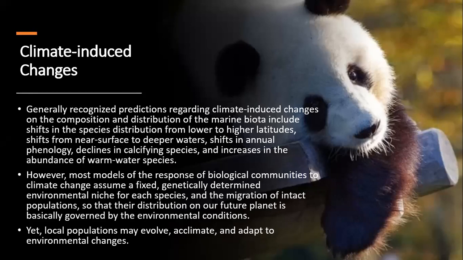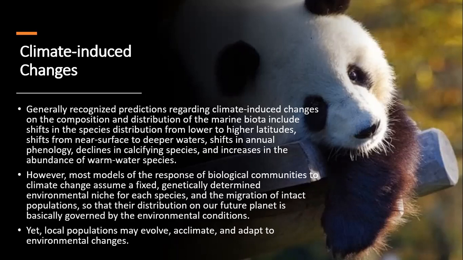Generally recognized predictions regarding climate-induced changes on the composition and distribution of the marine biota include shifts in the species distribution from lower to higher latitudes. I think Justin mentioned something similar to this, where organisms can move from somewhere where the water is warm to cooler areas, probably to reestablish that balance. So that can happen, and this is all climate-induced change.